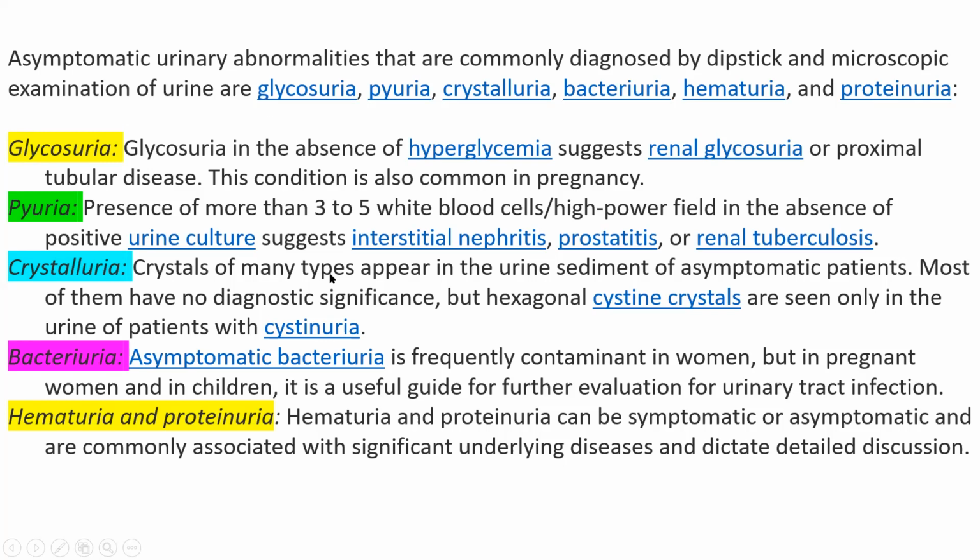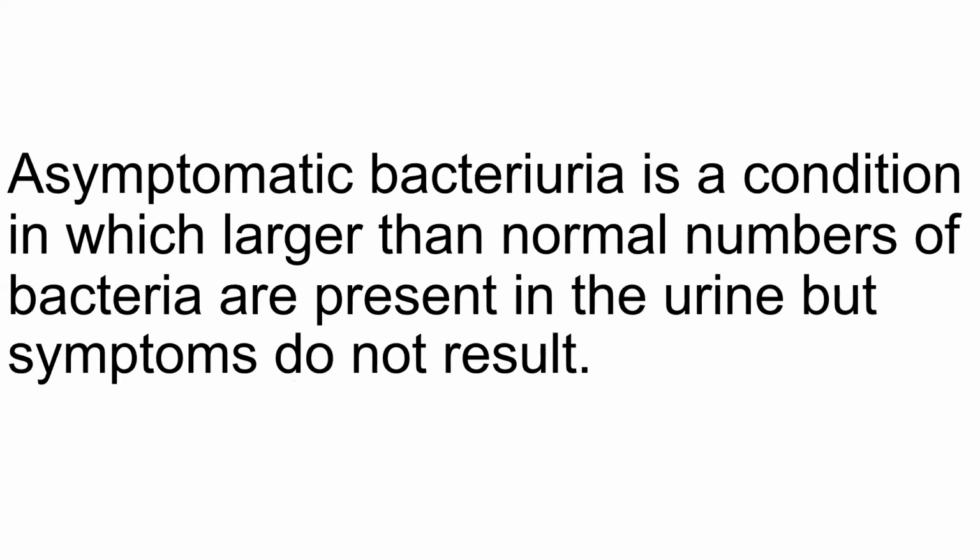Now, I want to show you in two ways: what I have explained and told you to write is one, and that is the other point, which you can write down if you want, but these are not necessary. Among all these, one is very common, that is asymptomatic bacteriuria. It is a condition in which larger than normal numbers of bacteria are present in the urine, but symptoms do not result. That is known as asymptomatic bacteriuria.